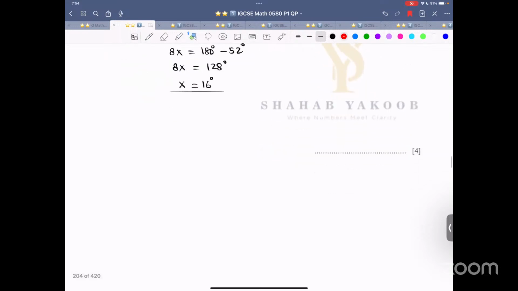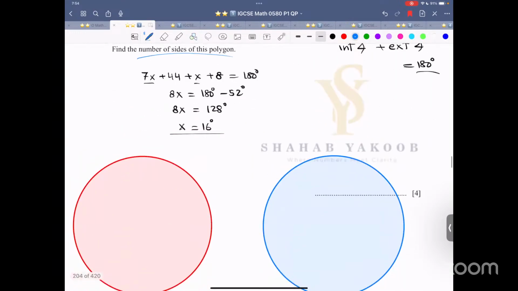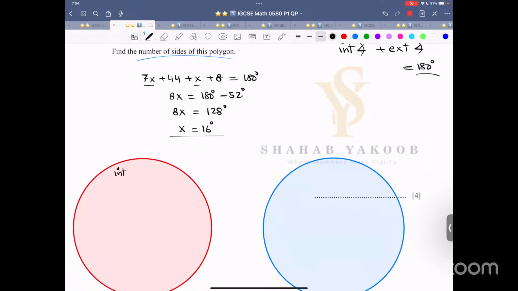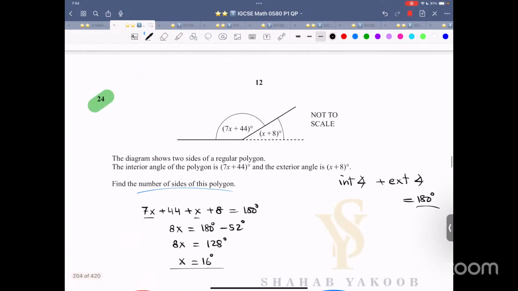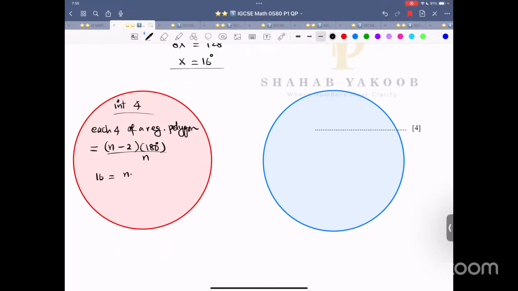So let me work both of them out. Option 1 and then option 2. First of all, option 1 is to work with interior angles. It's a regular polygon. Does it say that? Yes, all angles are equal. So each angle of a regular polygon is equal to n minus 2 into 180 degrees divided by n. That is the sum divided by how many sides there are. So 16 is n minus 2 into 180 over n, and work this out, you'll find the value of it.